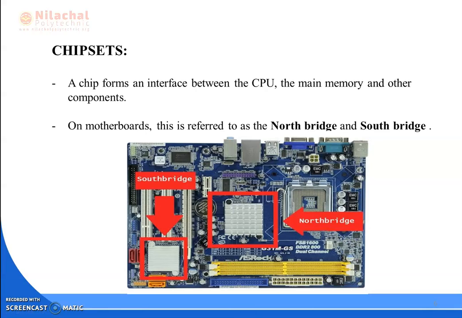The Southbridge Chipset is just near the RAM slots. Just back of the RAM slots is the Northbridge Chipset, and just beside it is the Southbridge Chipset. We also see a heat sink on the Northbridge Chipset, as it generates a lot of heat.